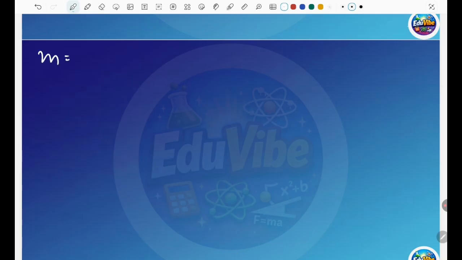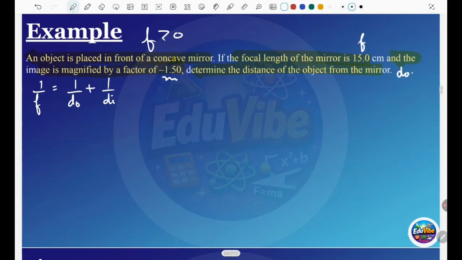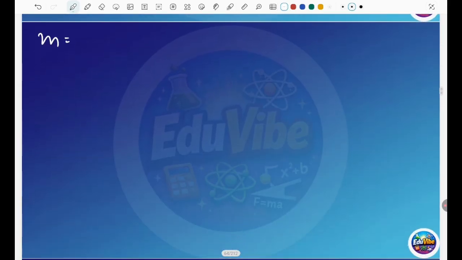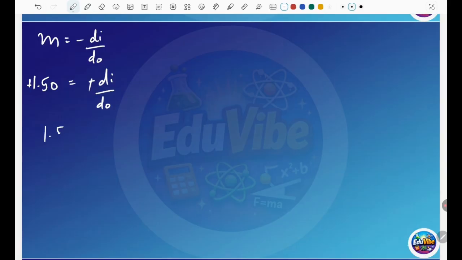So you don't have height anymore. You don't have a height in all this, height of image or height of object. So this magnification is equal to minus di upon do. Okay, so you have magnification which is minus 1.50. You don't have di and do. This minus and this minus cancel out. So you get 1.50 is equal to di upon do. If you do cross multiplication with this, you get di is equal to 1.50 do. So di is equal to this.